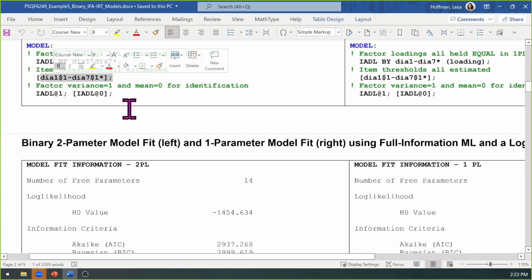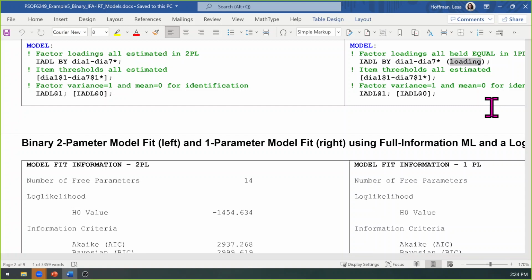So it's the same logic in terms of identification as in CFA. You either fix one of the loadings to 1 or the factor variance to 1. On the mean side, you either fix the factor mean to 0 or you fix one of the thresholds to 0. Same thing. And over here, that right there turns this same 2PL model, as it used to be called, into a 1PL model, where the word loading acts as both a label and a constraint. So the fact that I've given one label to what is going to become 7 different loadings means I'm saying, hey, make them all the same and tell me what happens.